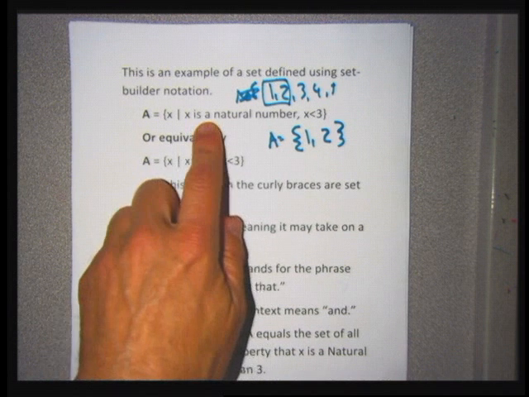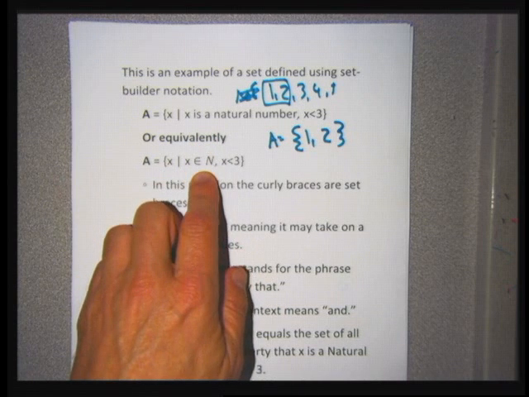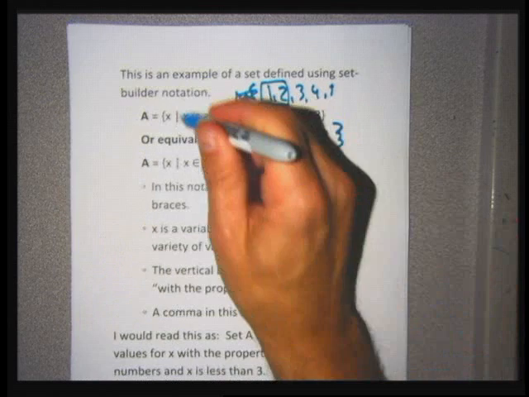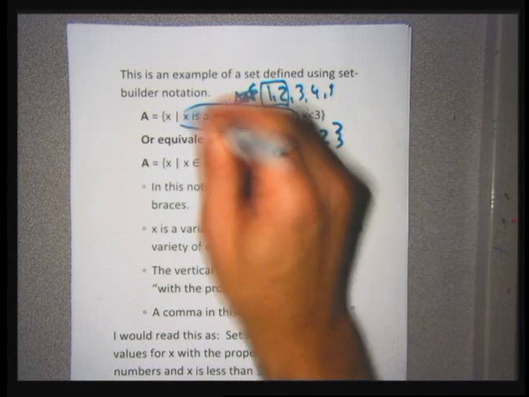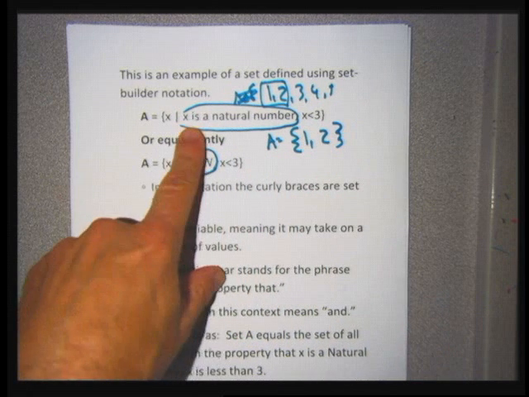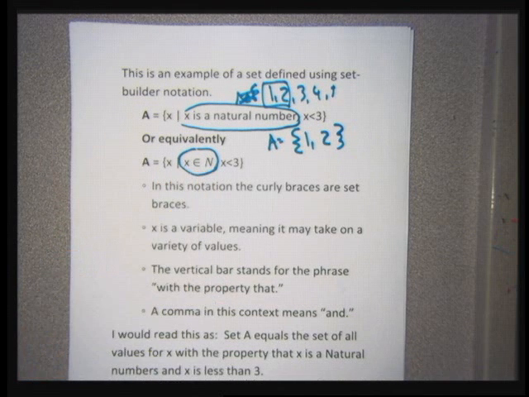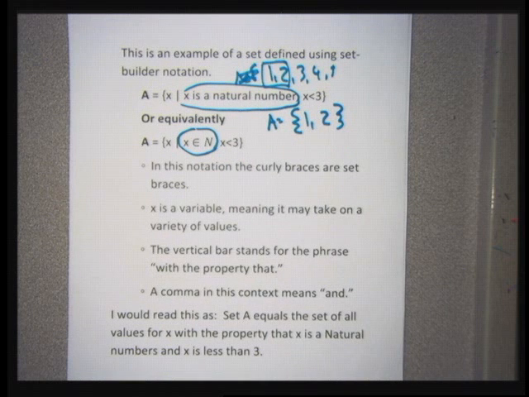The first set builder notation is a little more wordy than the second set builder notation. Notice in the second version, instead of saying x is a natural number in words, I use this symbol. Saying x is an element of the set of natural numbers is the same as saying x is a natural number. This is a more mathematically elegant way to say the same thing, but it's equivalently correct. So those are both correct. So when you're given a set and you're asked to write set builder notation, just like if you're given a set and you're asked to write a word description, there's multiple correct answers.